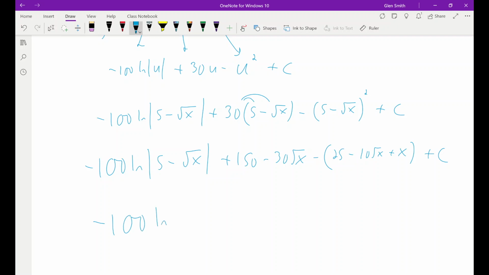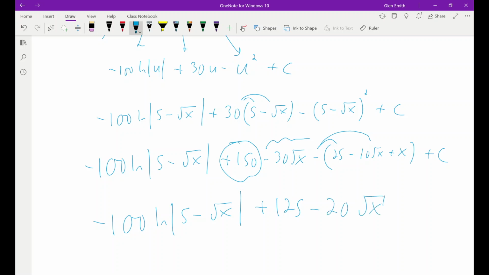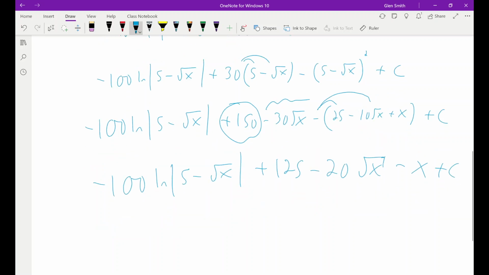They'd have negative 100 ln of 5 minus root x. You can see here we have a plus 150, and then we're going to have a minus 25 here. So there's really a plus 125. We also have a minus 30 root x, but then we're also going to have a plus 10 root x. So that's going to be minus 20 root x there, right? Negative 30 plus 10, yep, and then minus x plus c.